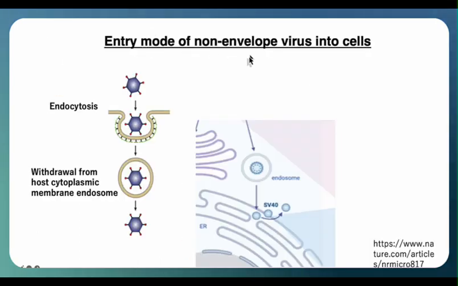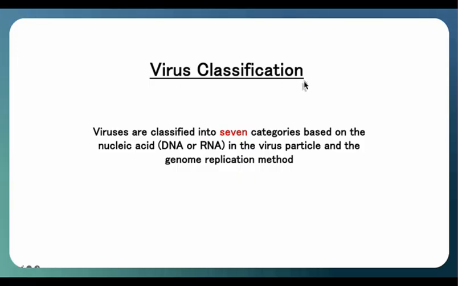In the case of non-envelope viruses, the capsid is the outermost layer. The capsid attached to the host surface invades the cytoplasm by endocytosis. In the cytoplasm, the outermost layer is the membrane made of the host cell membrane. There are several ways in which viral particles can be released from this membrane. For example, in the case of SV40, the endocytosis membrane fuses with the ER membrane to release viral particles into the cytoplasm. Now, the next topic is the classification of viruses.